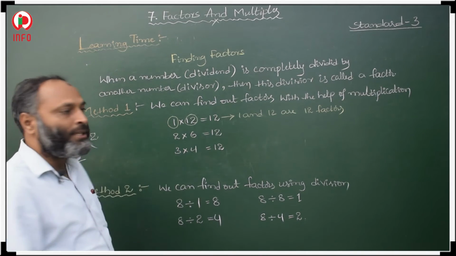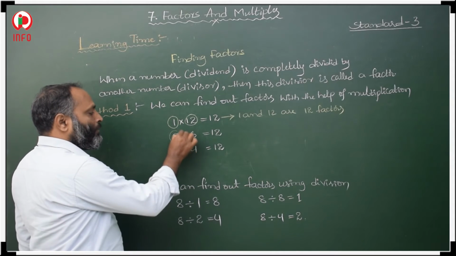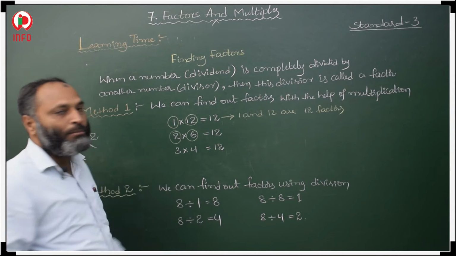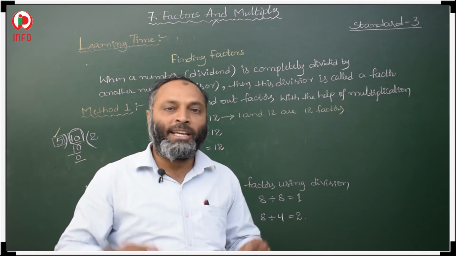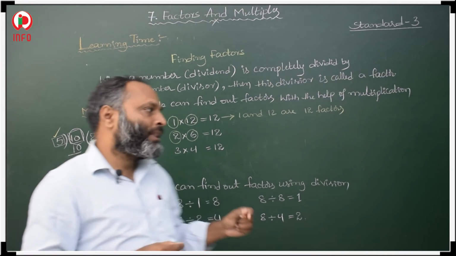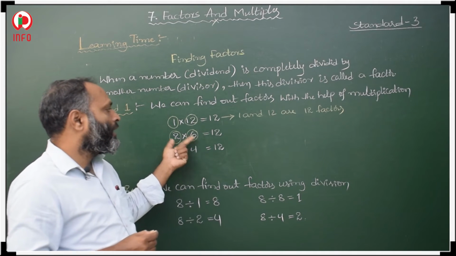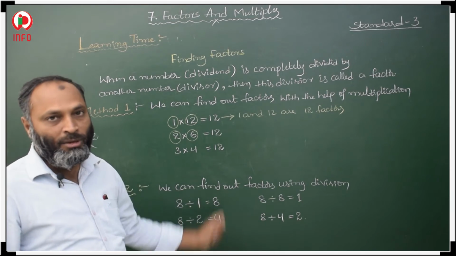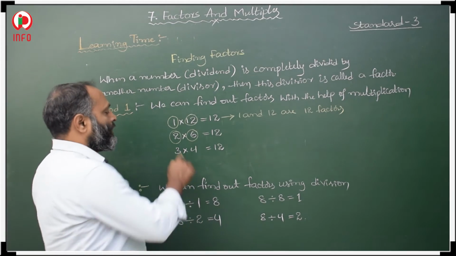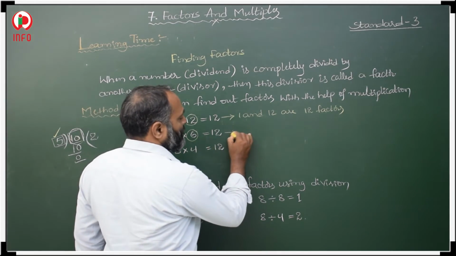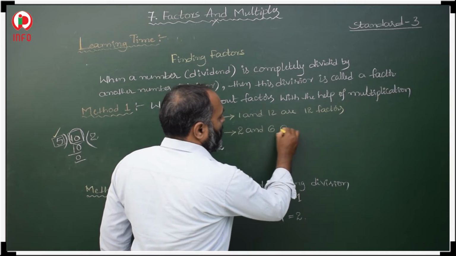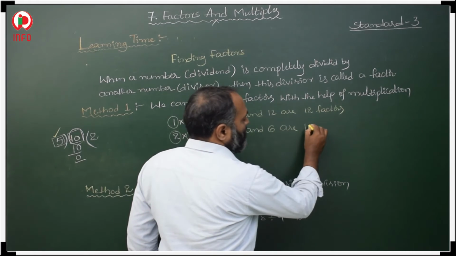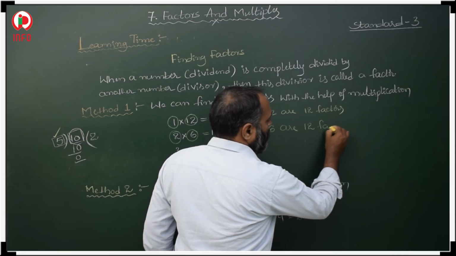Here 2 and 6, these two numbers we are multiplying together. If two numbers are multiplying together, then those two numbers are factors of another number, meaning the product. So 2 and 6 are 12 factors.